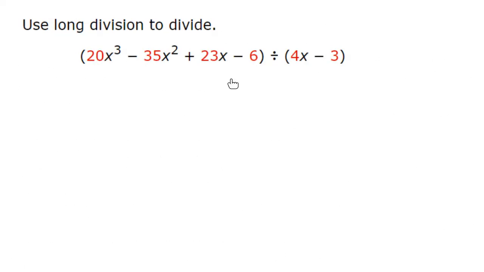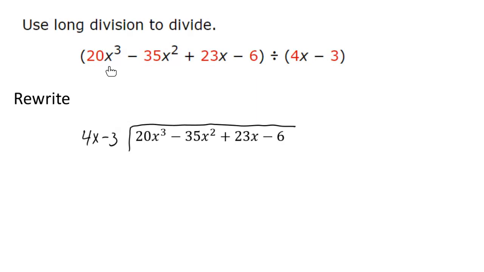So if we wanted to divide this, the first thing you want to do is make sure that the polynomial is in descending order. So here we have a cube, a squared, then we have a 1, and then we have the constant. And so I want to make sure that I write those in descending order. And then I also want to check my divisor, 4x minus 3. And it is in order, right?